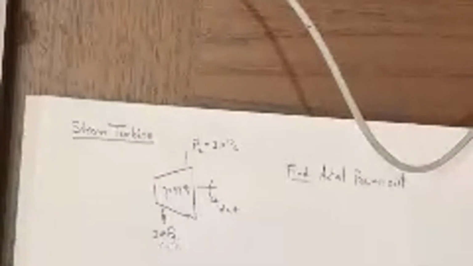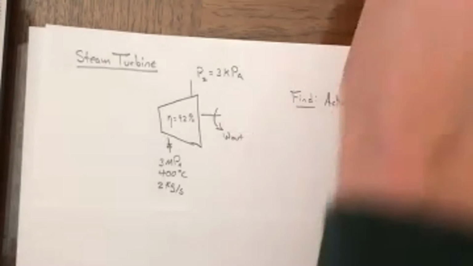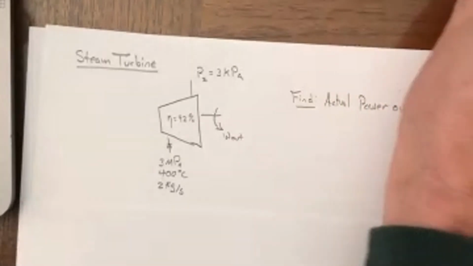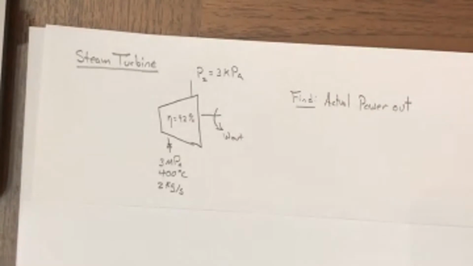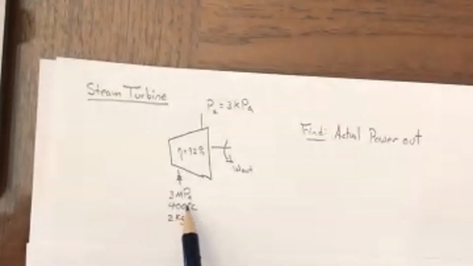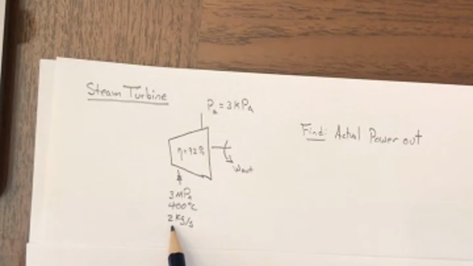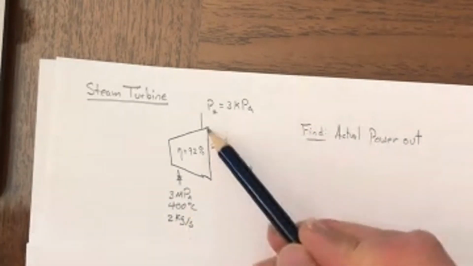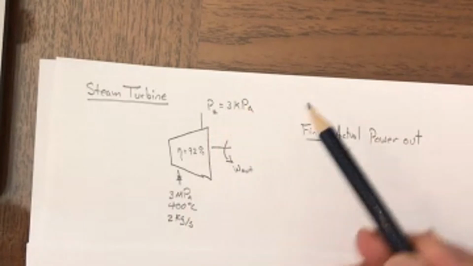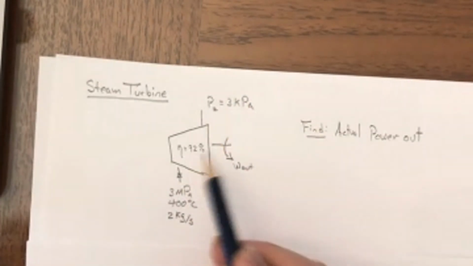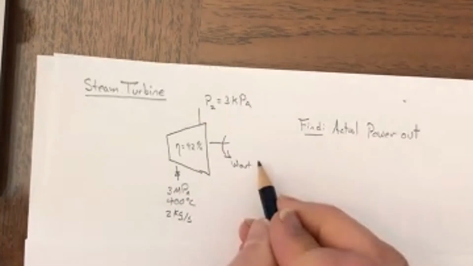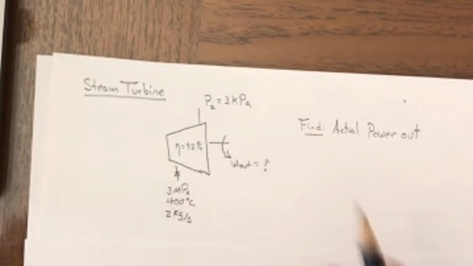All right, so we're going to do this problem here. This is the steam turbine, and we're told that it is a steam turbine operating with water as the working fluid, and the inlet stream is 3 megapascals at 400 degrees C and 2 kilograms per second. What's coming out is at 3 kilopascals, so you're just told one thing about the exit state. You are told that the turbine is 92% efficient, and we'd like to know what the output power would be.